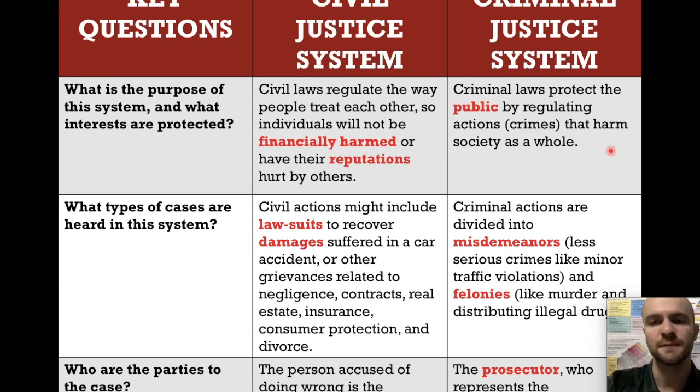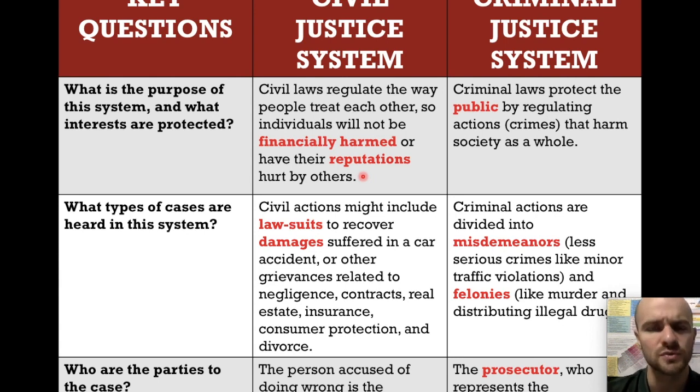Now, this differs from the civil justice system. So what is the purpose of the civil justice system and what interests are protected? Well, the civil justice system, civil laws, regulate the way people treat each other, so individuals will not be financially harmed or have their reputations hurt by others.